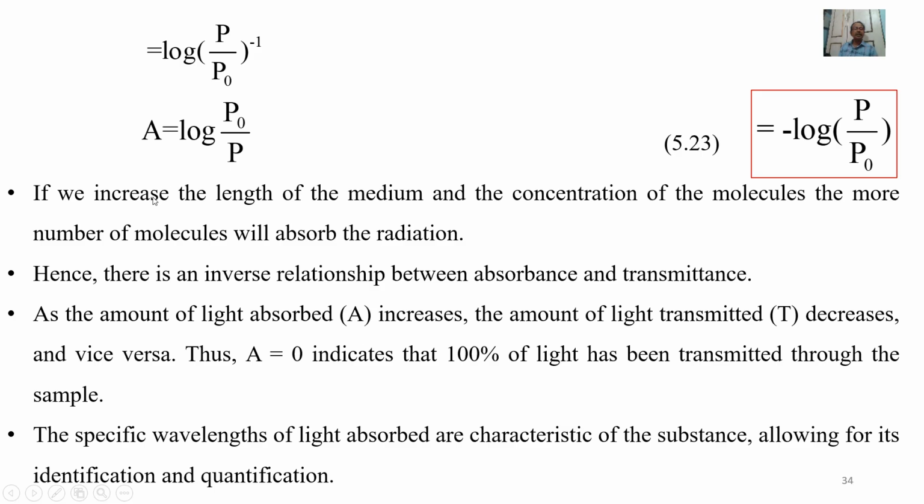If we increase the length of the medium and the concentration of the molecules, then more molecules will absorb the radiation. Hence, there is an inverse relation between absorption and transmittance. As the amount of light absorbed increases, the amount of light transmitted decreases, and vice versa. Thus, A equals 0 indicates that 100% of light has been transmitted through the sample. The specific wavelengths of light absorbed are characteristic of the substance, allowing for its identification and quantification.